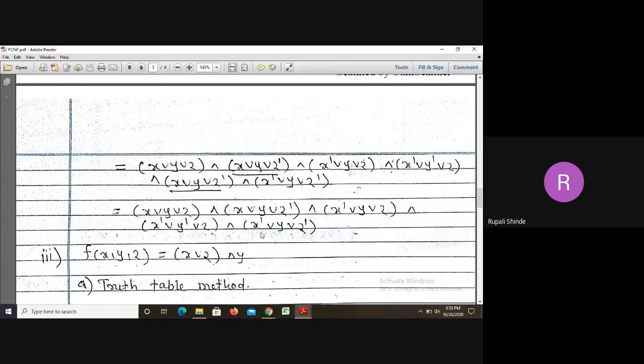So again, you can convert this one into binary format. So if a variable is in its original form, then we have to assign its value as 0, and if complement is there, then we have to assign value as 1. So likewise, if you solve, then you will get its binary format also.